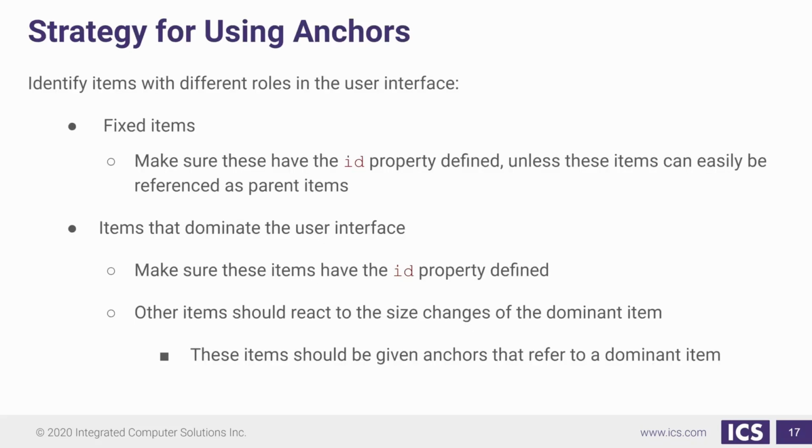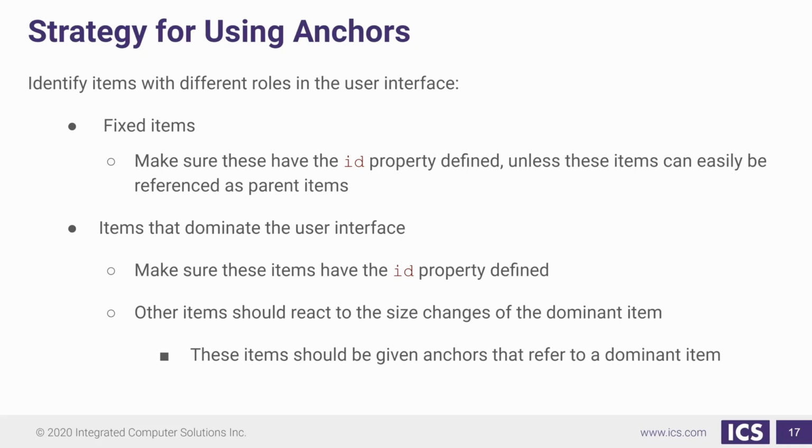A useful strategy for anchoring requires that you identify what items on your interface are going to be fixed items and which items are going to be dominating. Our fixed items are going to be items that won't resize or change their position, even if their parent or siblings change. And the dominating items are going to be ones that influence other items to resize or change their position. When we break our items up into these two different groups, it helps us identify what items we're able to anchor and to what.